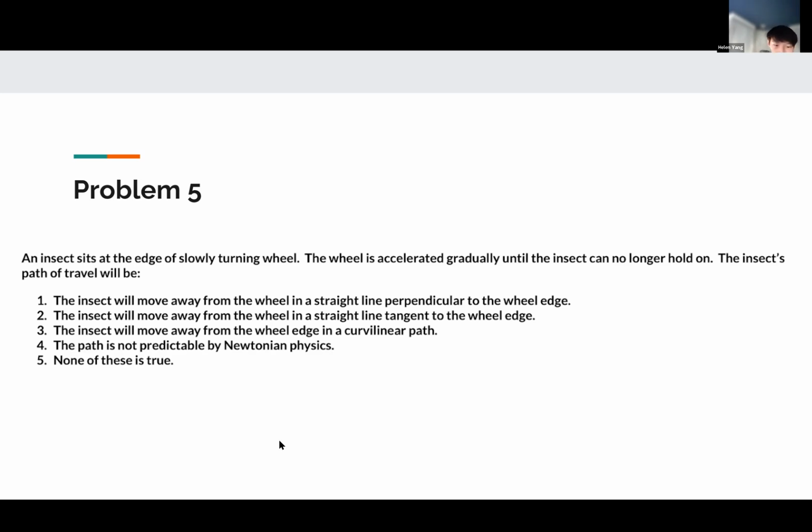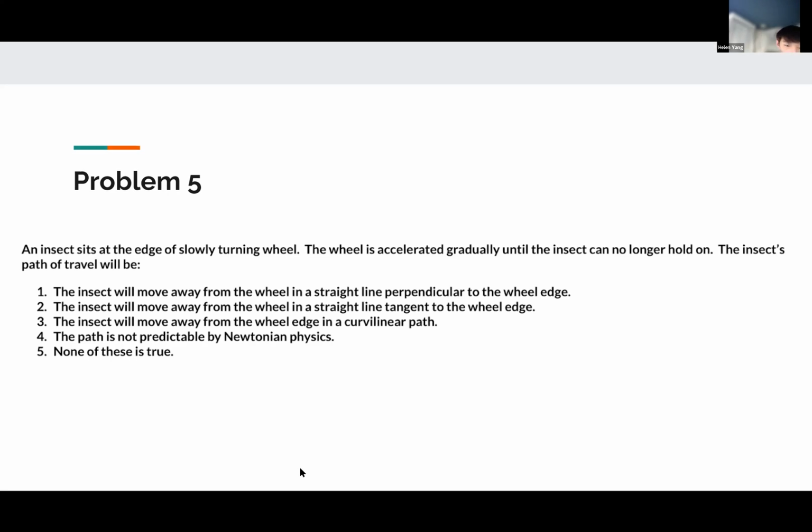Okay, so for this question, it says an insect sits at the edge of a slowly turning wheel. The wheel is accelerating gradually until the insect can no longer hold on. The insect's path of travel will be: number 1, the insect will move away from the wheel in a straight line perpendicular to the wheel edge. Number 2, the insect will move away from the wheel in a straight line tangent to the wheel. And number 3, the insect will move away from the wheel edge in a curvilinear path.